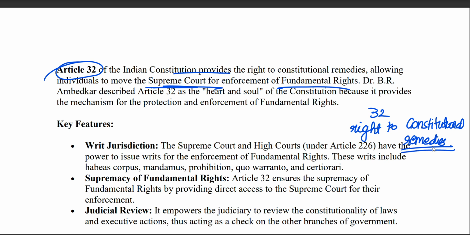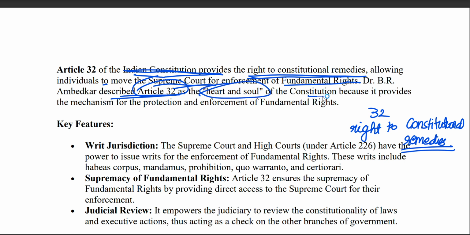So, you are being provided a constitutional remedy, and Dr. B.R. Ambedkar described Article 32 as the heart and soul of the Constitution because it provides a mechanism for the protection and enforcement of fundamental rights. So, Article 32 of the Constitution, once again, provides the right to constitutional remedies, allowing individuals to move to the Supreme Court for the enforcement of fundamental rights. Dr. B.R. Ambedkar described Article 32 as the heart and the soul of the Constitution because it provides a mechanism for the protection and enforcement of fundamental rights.